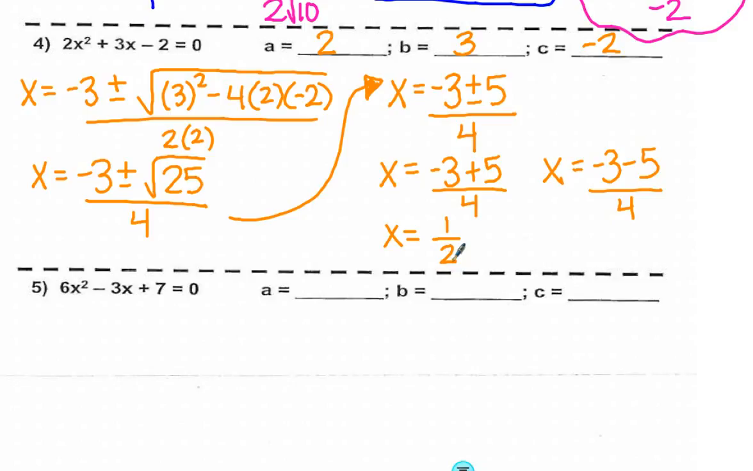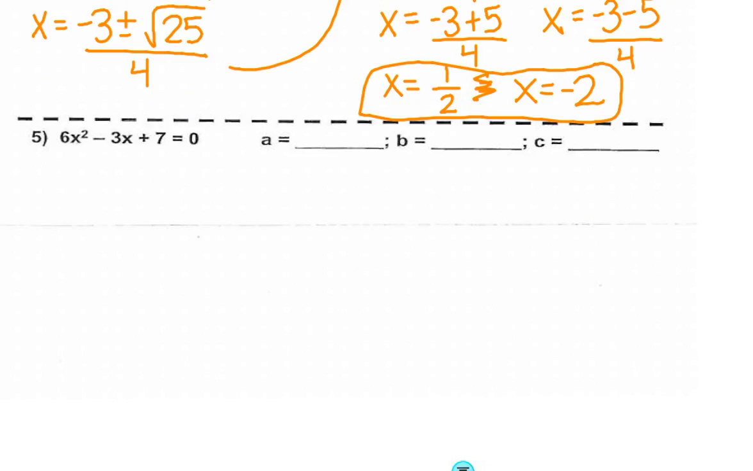And then right up here, negative 3 minus 5, that's negative 8. Negative 8 divided by 4, that is negative 2. And x equals negative 2. All right. And so there we get our final answers. And again, you can always take these, just like with our regular factoring, and plug them back in for x in your original equation, and make sure that it checks out and does equal 0.